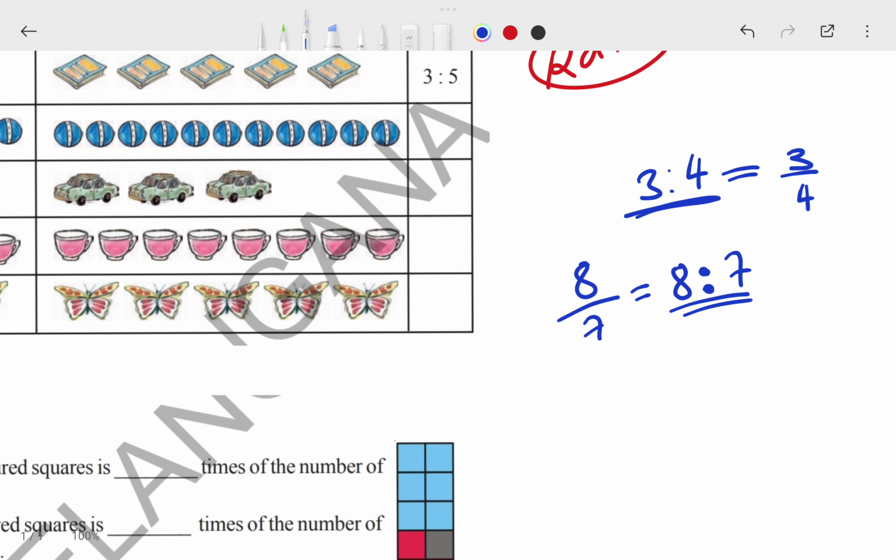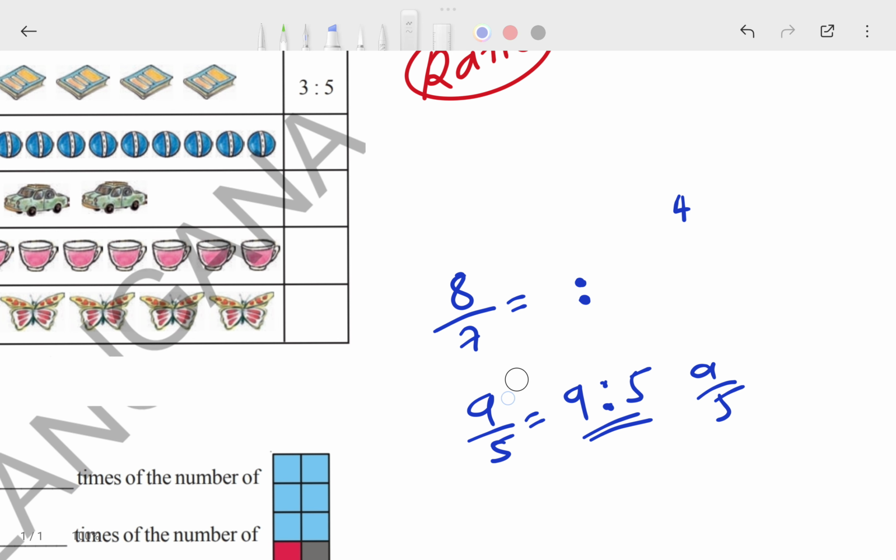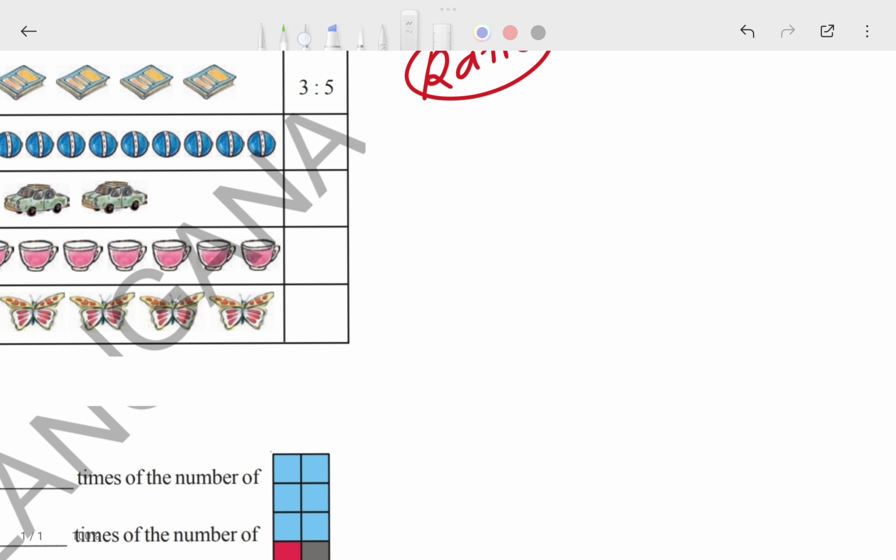Exactly the same way, this is 9 and 5 given. How can you convert it? It's simple, 9, the ratio dots, and 5. If you want to convert it into a fraction, it's easy: 8 by 7 you can write here, and 9 by 5, simple. So this is what is called a ratio. Whenever you want to understand whether it is a ratio or not, just look for the dots. When it has 2 dots in the middle of the numbers, that is a ratio.